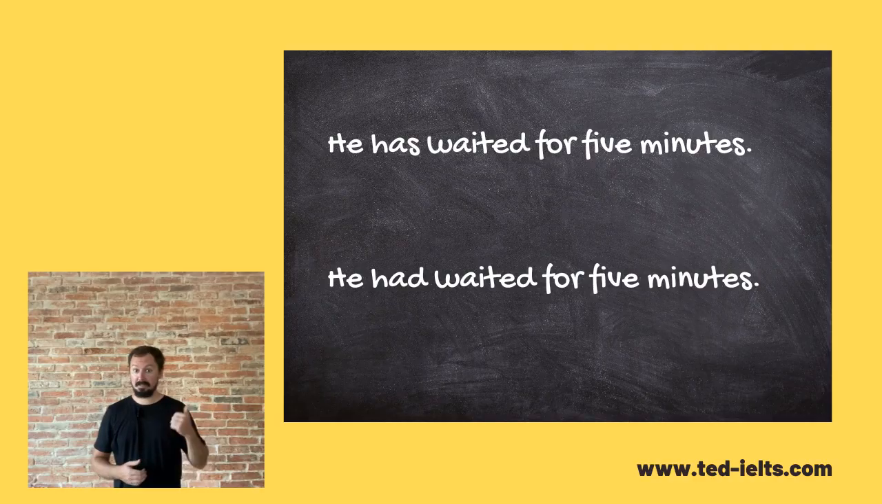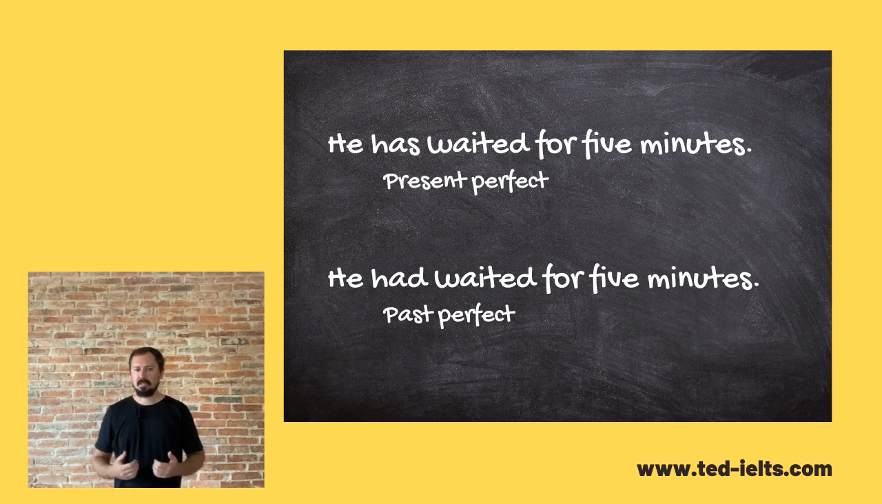In a sense, it's easy to see why people would mix up present perfect and past perfect. They actually look quite similar. For example, he has waited for 5 minutes and he had waited for 5 minutes. The first one is present perfect and the second is past perfect. You can see that in these two sentences, there's just a small difference. In fact, one letter is changed from one sentence to the next. However, the difference is very big when it comes to the meaning.